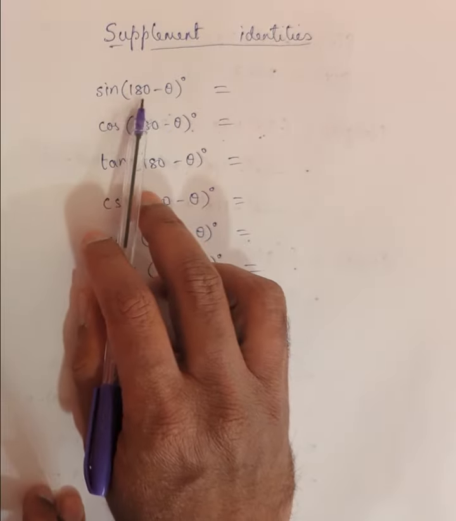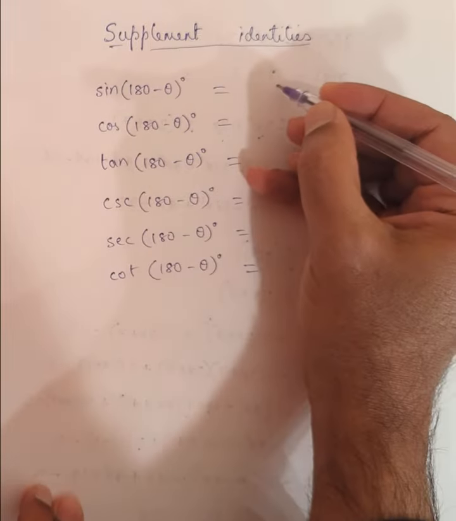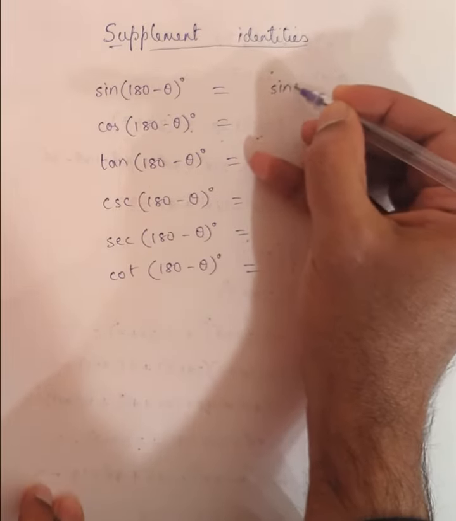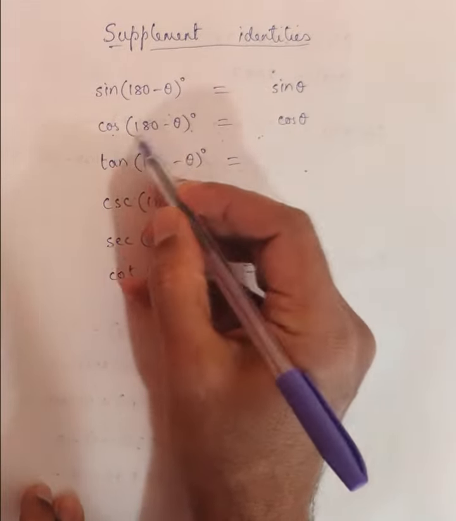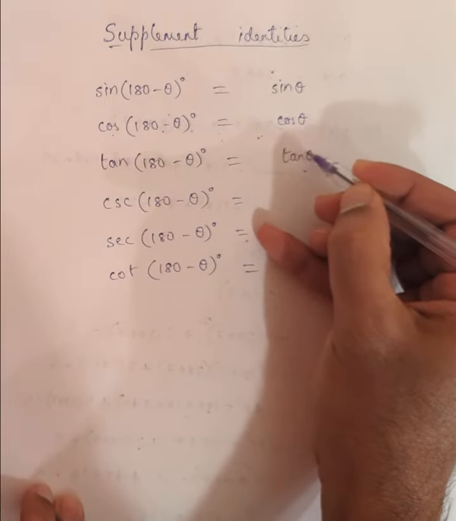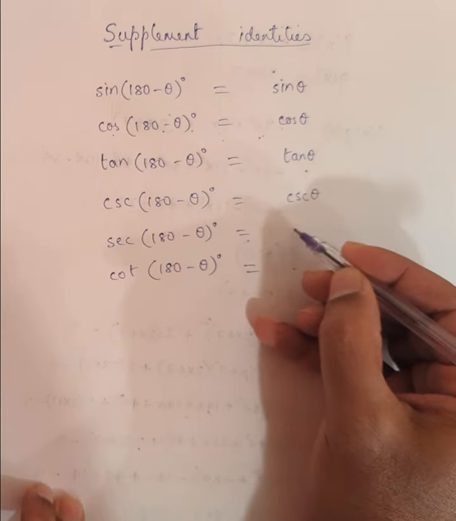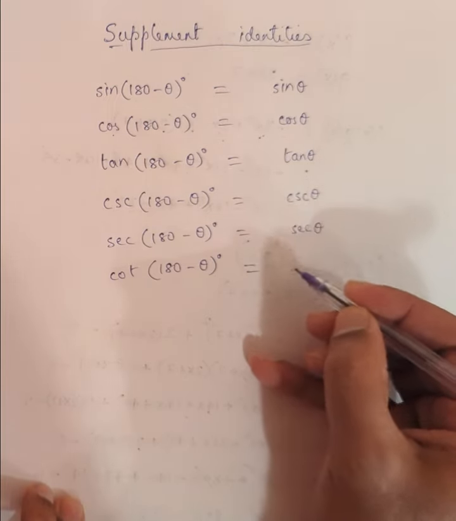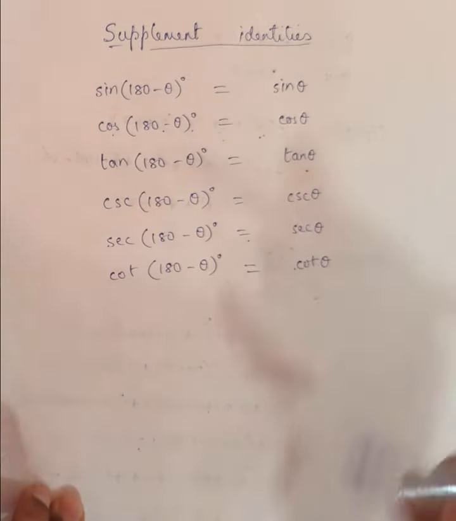If you're taking 180 minus theta, magnitude-wise, this is going to be the same as sine theta, and cosine of 180 minus theta is also cosine. So these are all going to be the same. Cosecant remains cosecant, secant remains secant, and cotan remains cotan. But some of them will be negative.